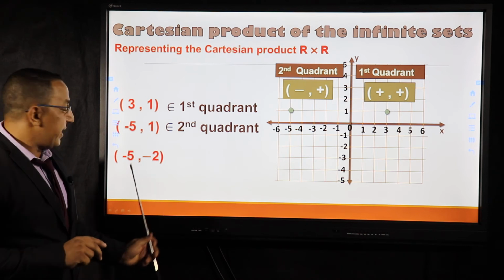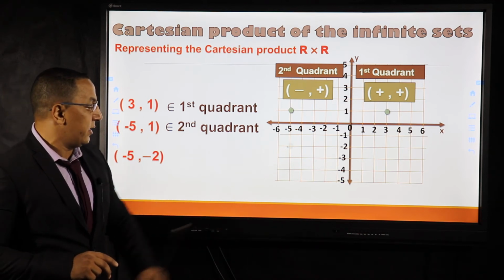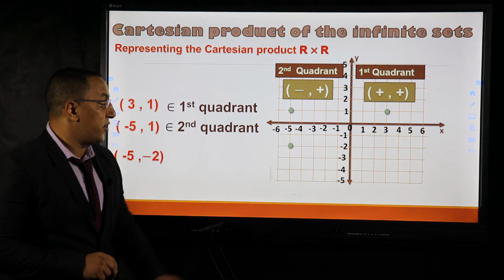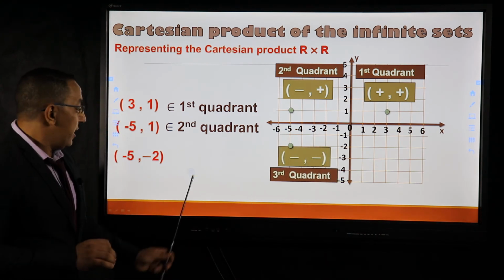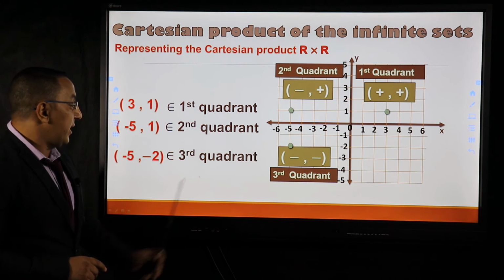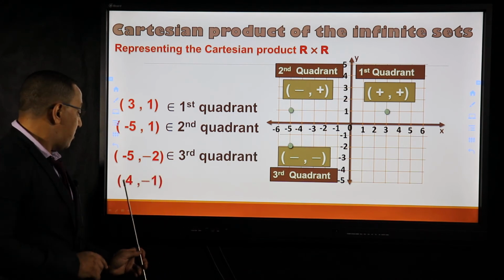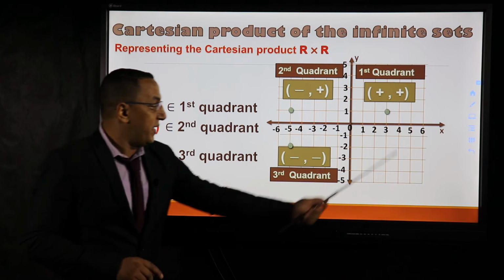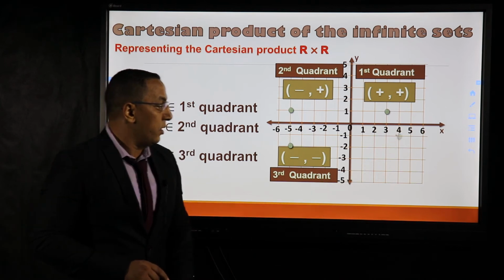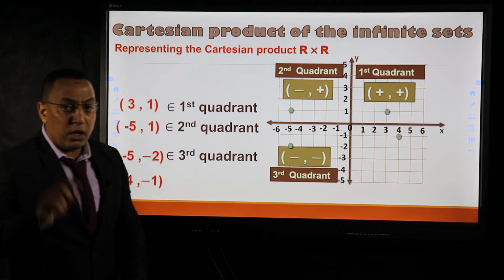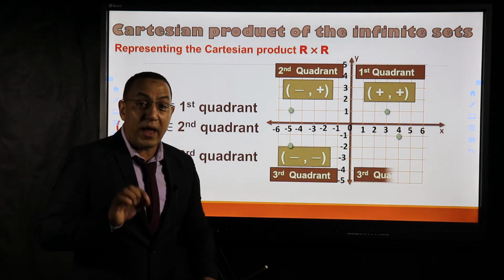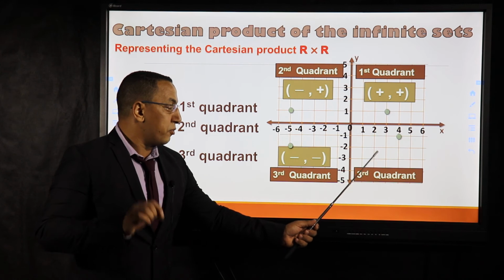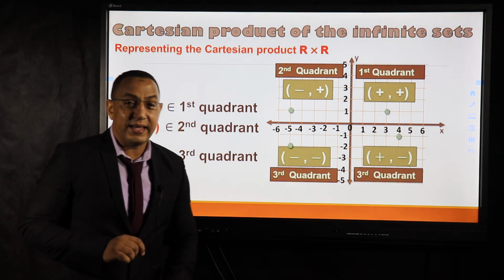Now another example, -5, -2, here in this position. This is the third quadrant. Both of them are negative. It's very easy. Okay, finally, if we have a point like 4 and -1, it appears here in this position, in the fourth quadrant. The first projection is positive and the second is negative.